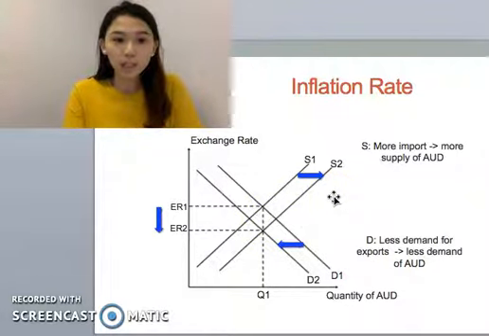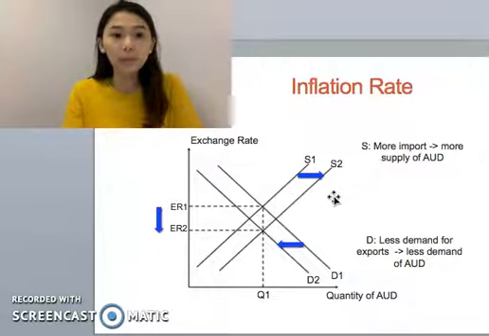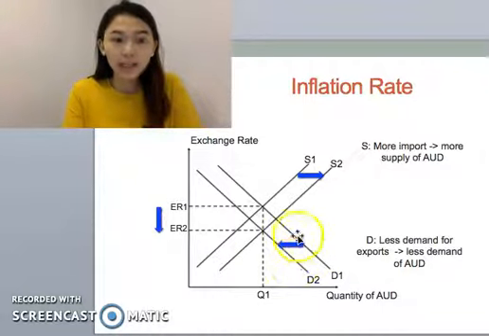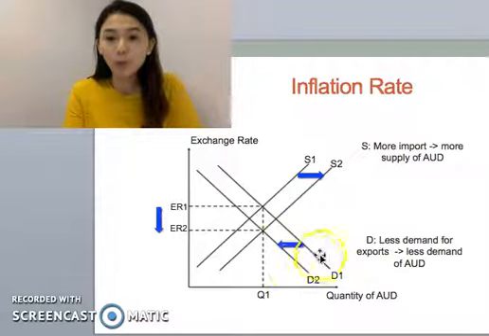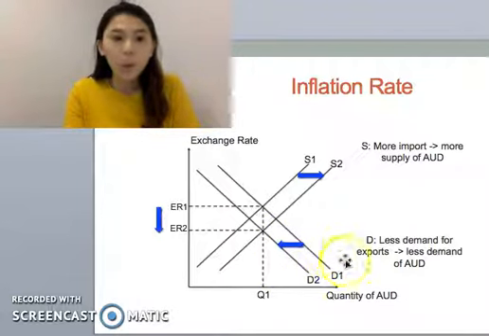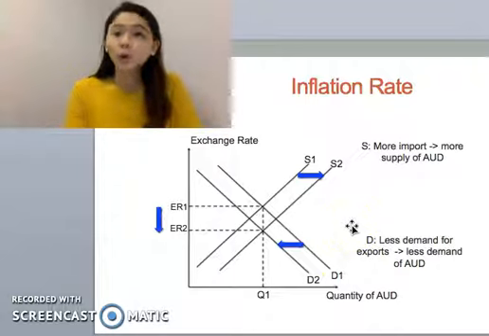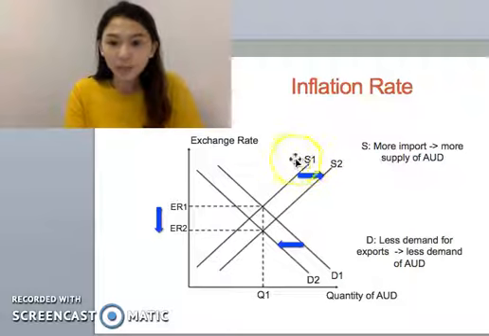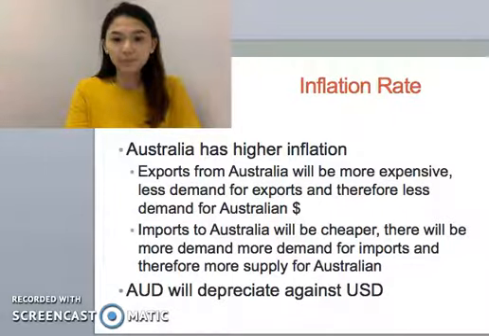From the CPI historical data, we can conclude that exports from Australia will be more expensive, and then there will be less demand for export, and therefore there will also be less demand for Australian dollar. While the imports to Australia will be cheaper, there will be more demand for imports and therefore more supply of Australian dollar. From there, we can conclude that the exchange rate of Australian dollar will depreciate against US dollar.